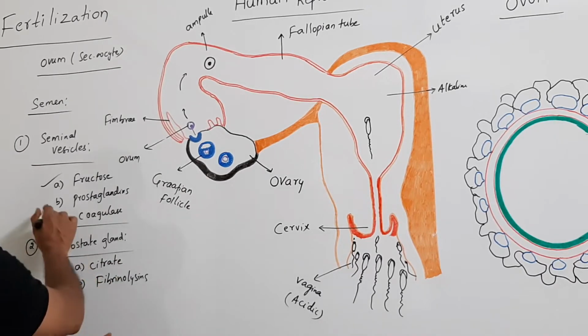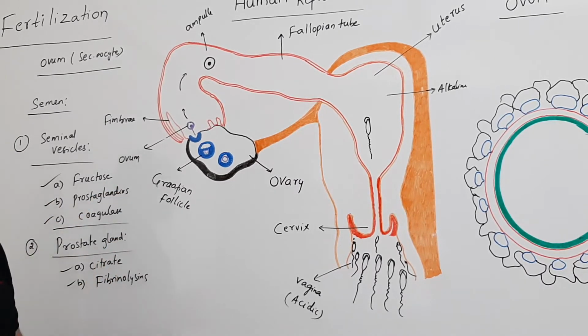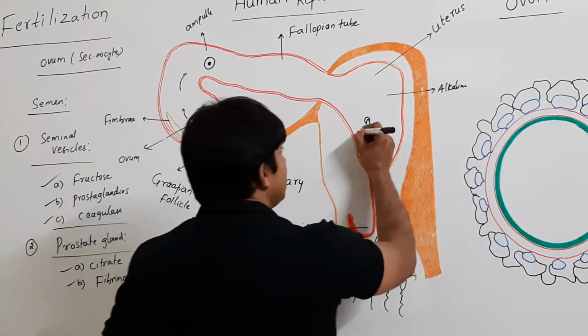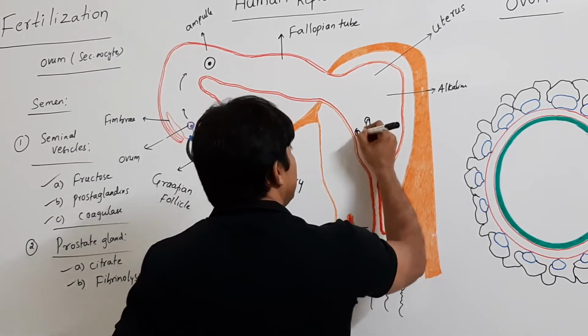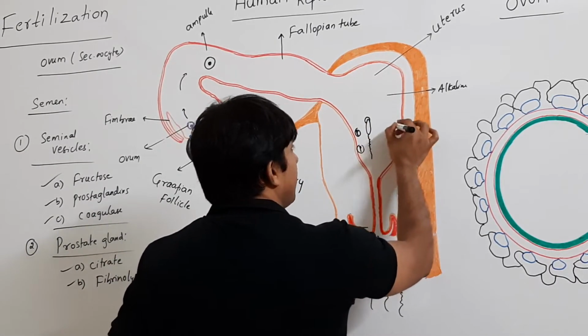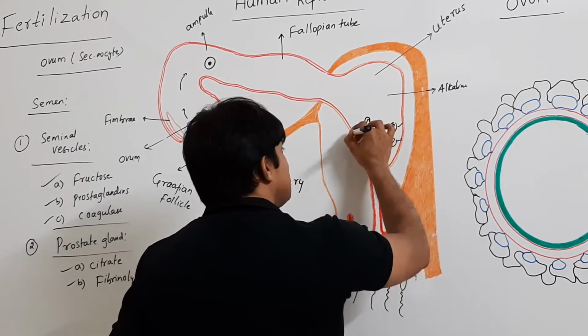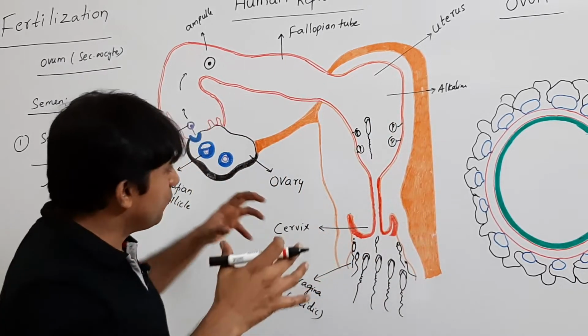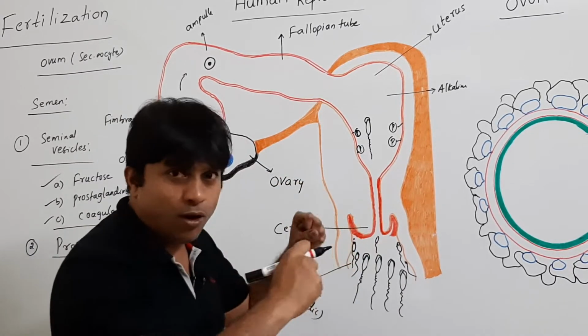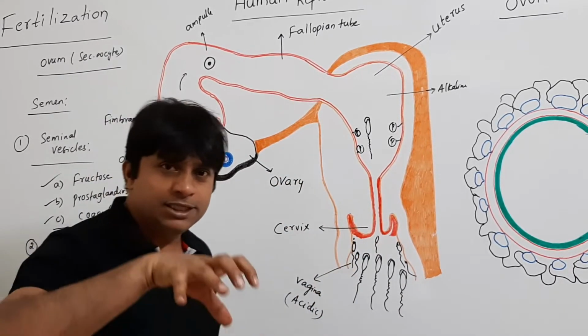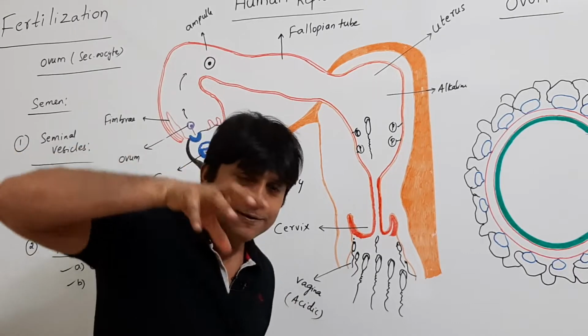What are they? See, there are prostaglandins. These are prostaglandins, all of these, that are present in the semen. Now these prostaglandins cause specific contractions in the uterine wall, which make the sperms get sucked in.